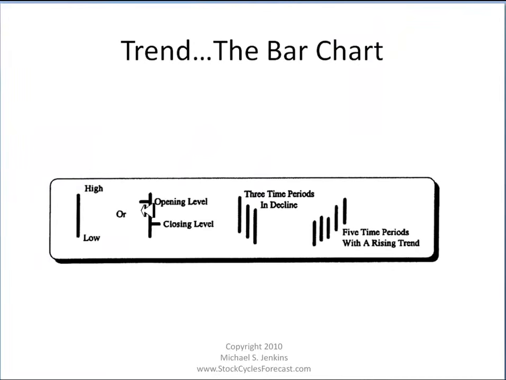Information to our bar chart by putting an opening level and a closing level on our bar chart. In this way, even within one solitary bar, we now know what the trend within that bar was. In this case, it opened at the high and it closed near the low, so the trend was a downtrend.